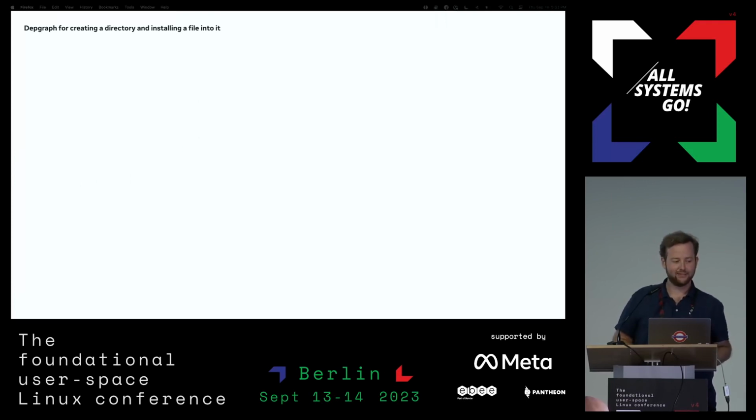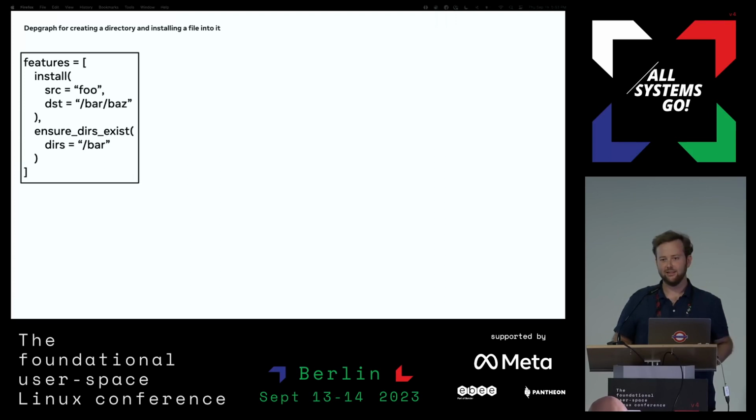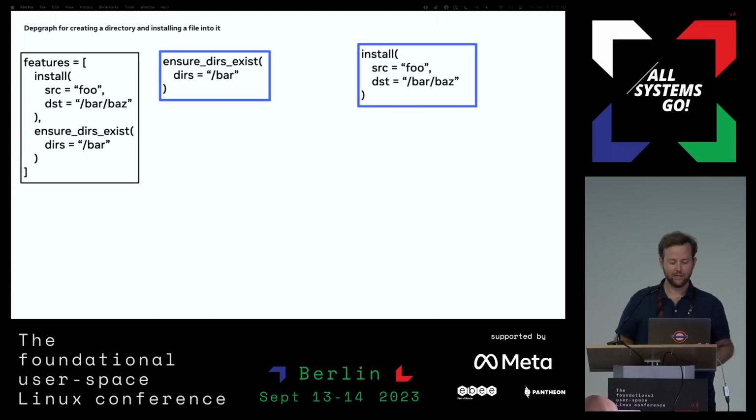If we have a user that wants to create a new directory and install a file into it, they can write something like this. I'm installing the source file foo into a path /bar/baz, and I'm going to create that directory bar, assuming we're starting from an empty image. So in no particular order, these features get added to a dependency graph, which starts out empty. So we have these two features, ensure does exist and install.